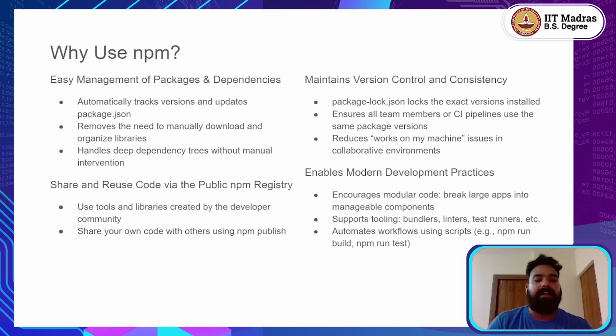npm also plays a critical role in maintaining version control and consistency across teams and environments. The package-lock.json file logs down the exact version of packages installed in your project. This ensures that whether it's you, a teammate, or a continuous integration pipeline running your project, everyone is working with the exact same versions of the dependencies. This consistency is key to avoiding the infamous "works on my machine" problems that can plague collaborative projects.